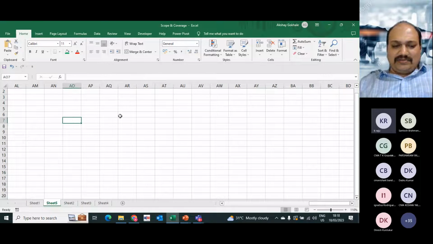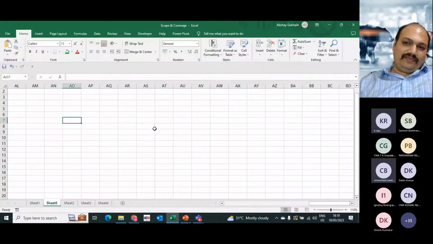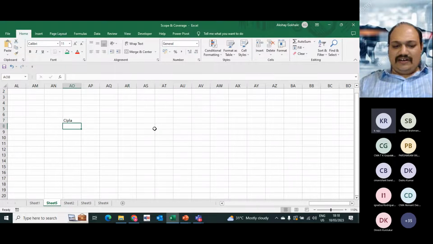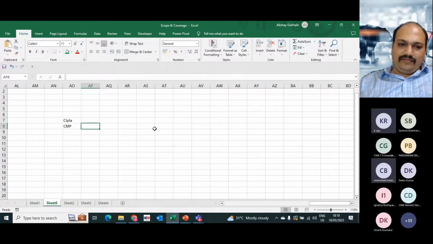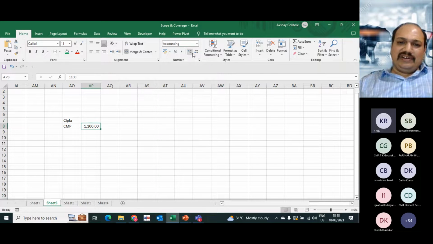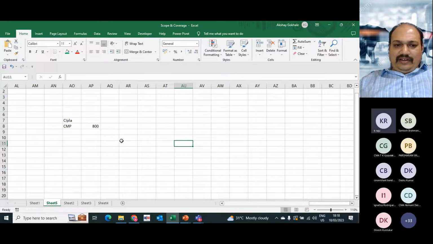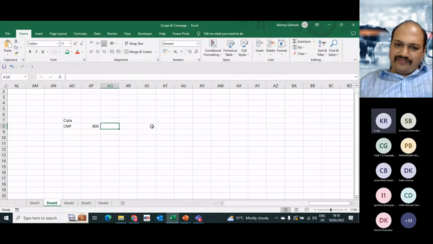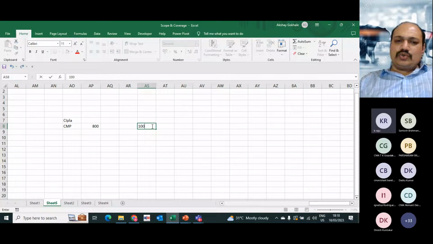Chalo, tell me any stock. Cipla, sir. Cipla, chalo, okay. What is the CMP? Sir, don't know. Take it as an example, say 800. Chalo, so it is 800. Now take an example of Cipla. Suppose the current market price of Cipla is 800, and you have purchased at 800, we'll assume. Now suppose Cipla goes to 1000.